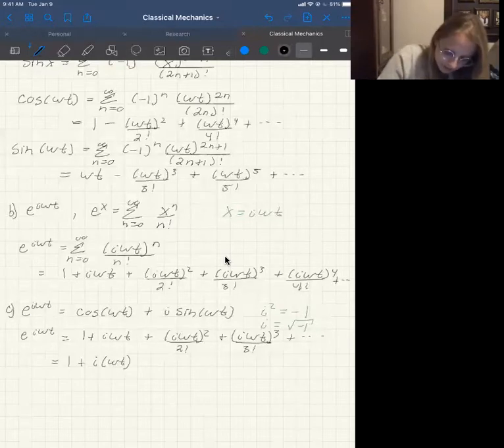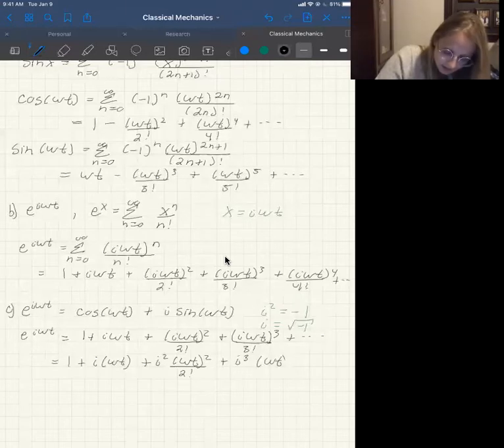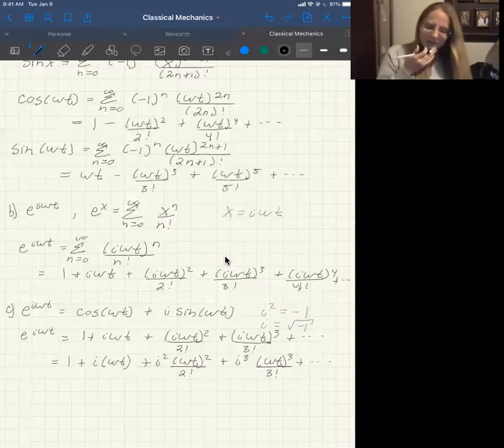For the next term, I'm going to likewise just group the omega t together, but this time there's a squared over 2 factorial. And I'm going to take the i squared out in front. And then I'm going to do the same thing for this term. So I'll take i to the cubed out in front, leave the omega t squared in the parentheses, and then have a over 3 factorial plus other terms.